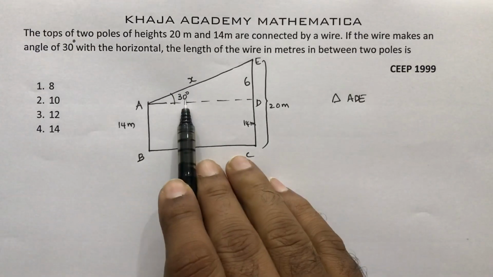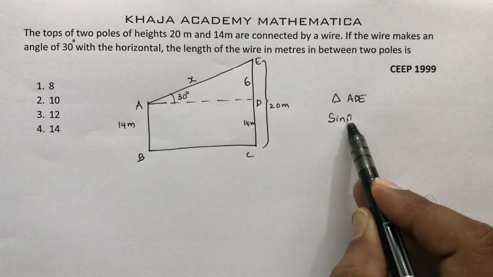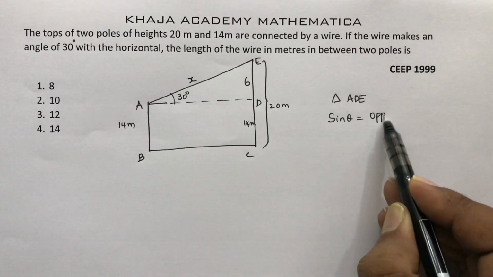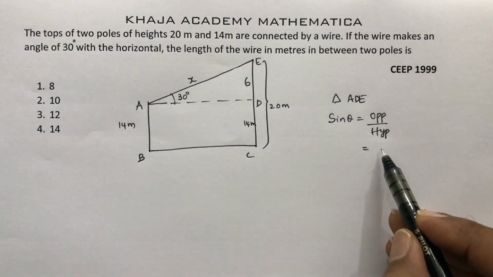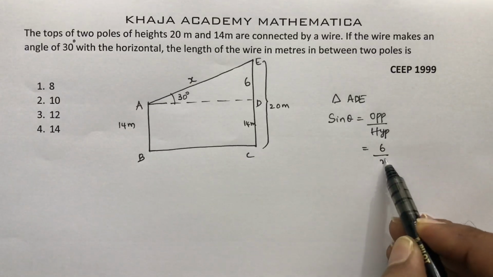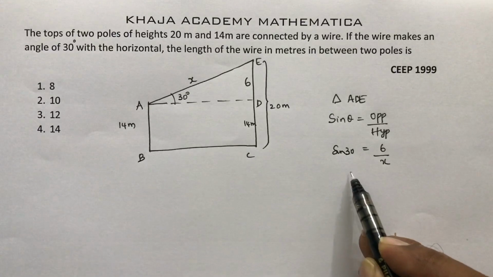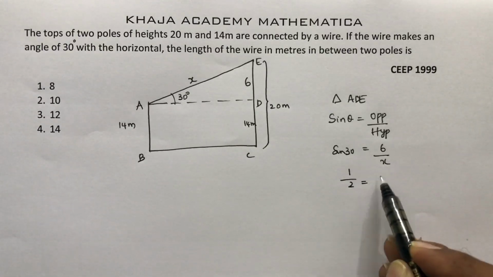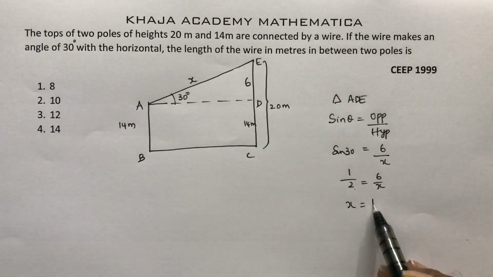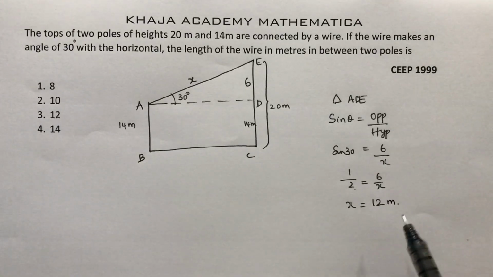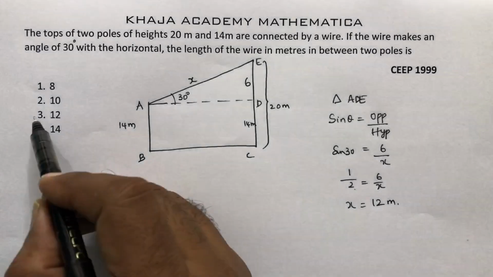Theta is opposite to the hypotenuse, so I'll use sine theta. Sine theta is opposite by hypotenuse. Opposite is 6 and hypotenuse is x. The angle is 30, and sine 30 is 1 by 2 equals 6 by x. If we cross multiply, 2 into 6 is 12 meters. So the length of the wire is 12 meters. So the correct option is 3.